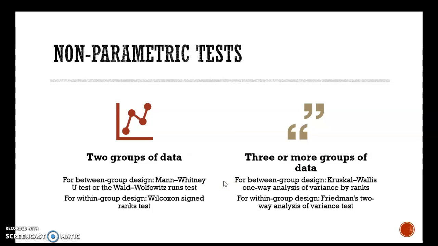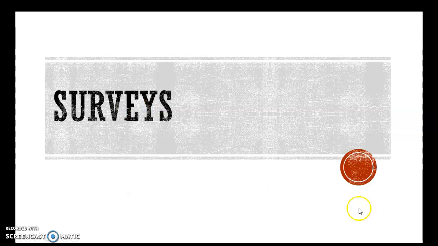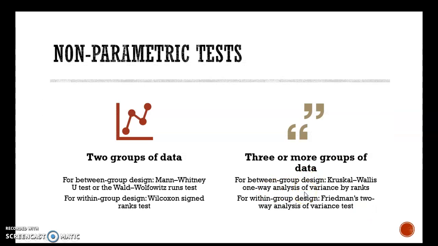For non-parametric tests with two groups of data, for between-group designs, we have the Mann-Whitney U test and the Wald-Wolfowitz runs test. And for within-group designs, we have the Wilcoxon signed-rank test. And for three or more groups of data, then we have other tests here. So that summarizes the different kinds of tests we can do for experimental data.